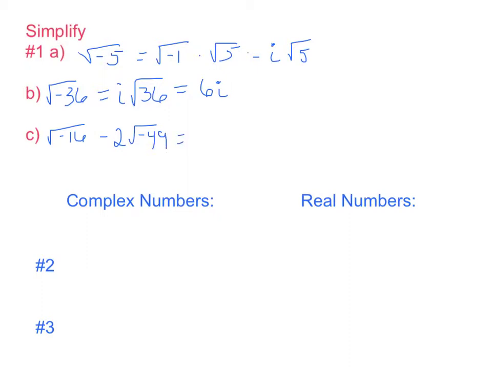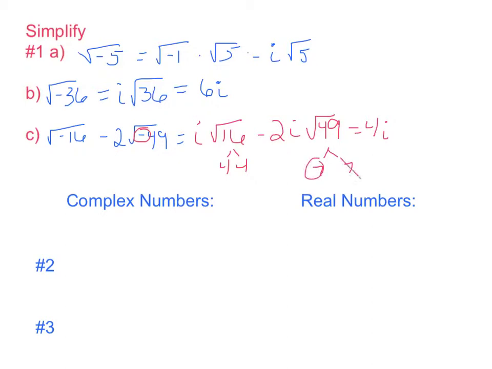The square root of negative 16, the imaginary unit comes out, and you're left with 16 on the inside, minus 2 times the imaginary unit comes out right here from the negative. You're left with 49 on the inside. Okay, 16 can break down to 4 times 4 because the square root of 16 is 4. That just becomes 4i. The square root of 49 is 7, so you're left with 7 times 7.